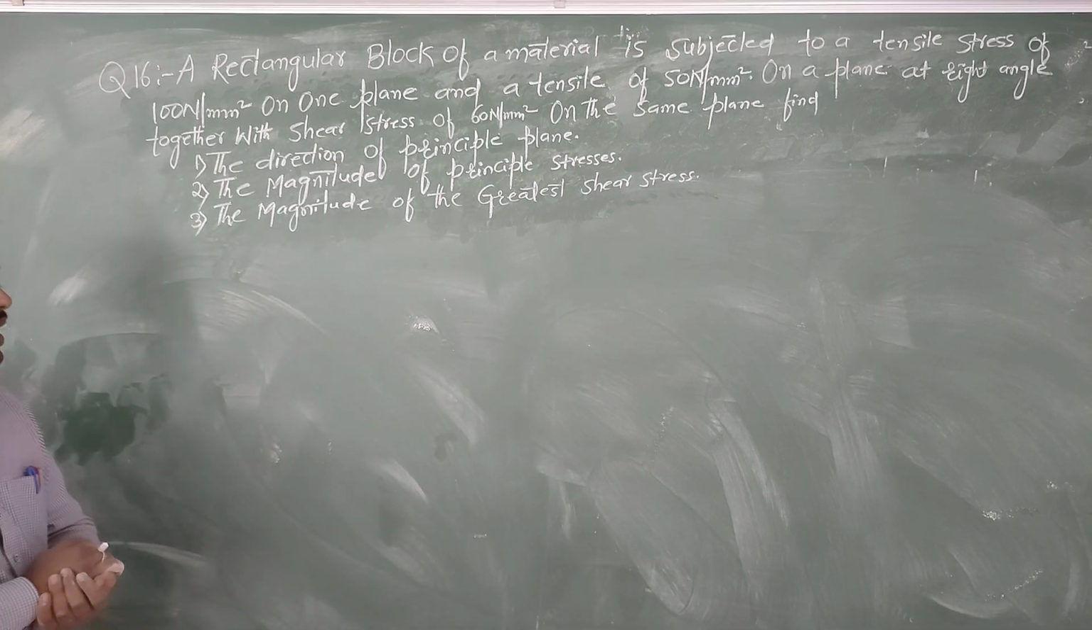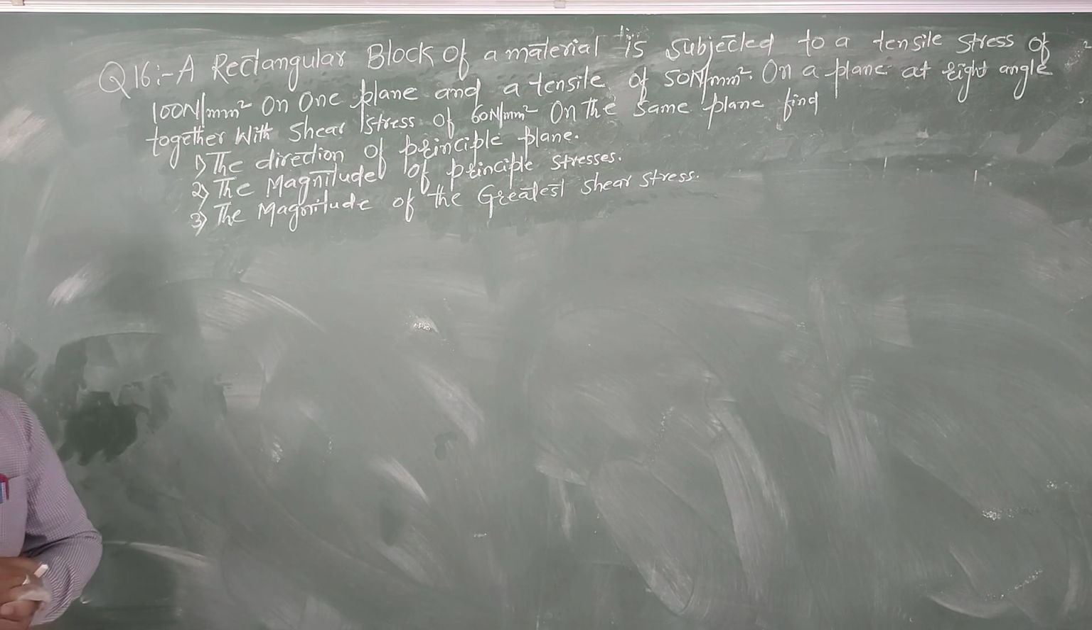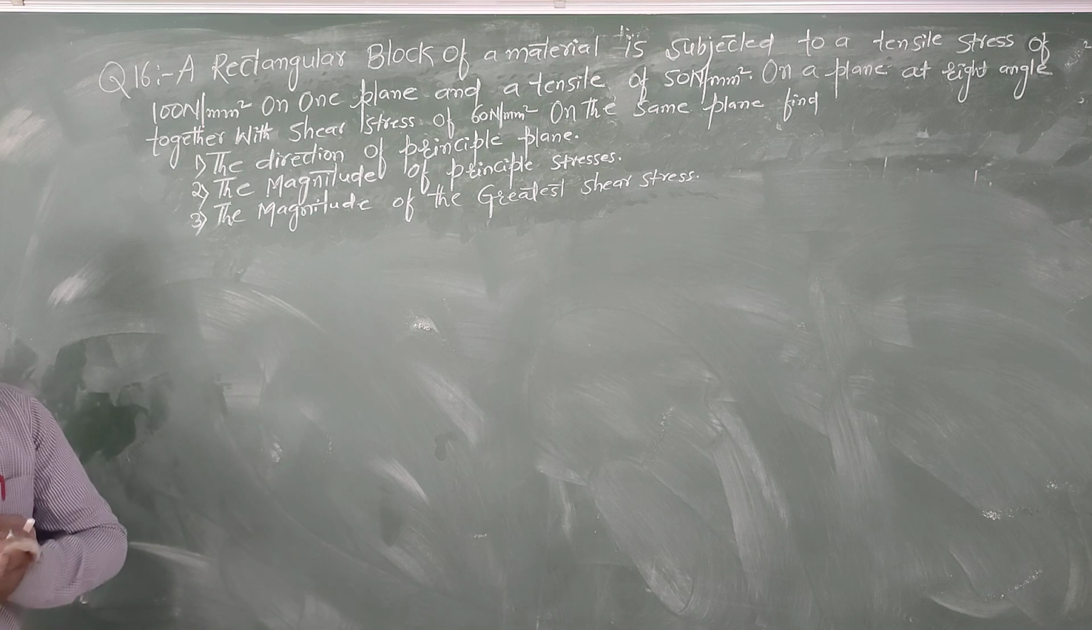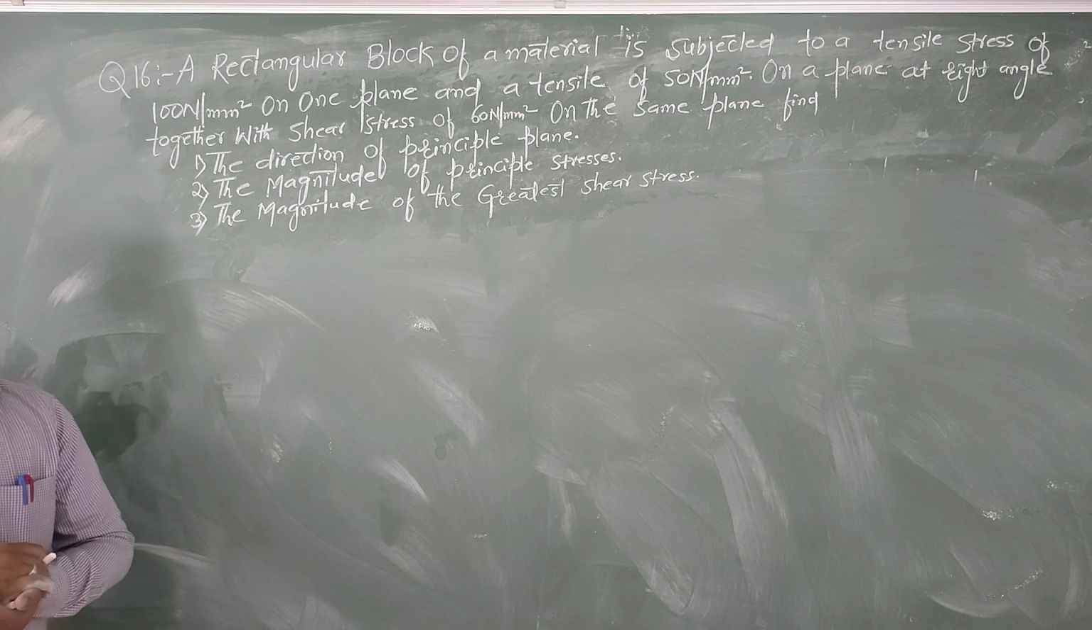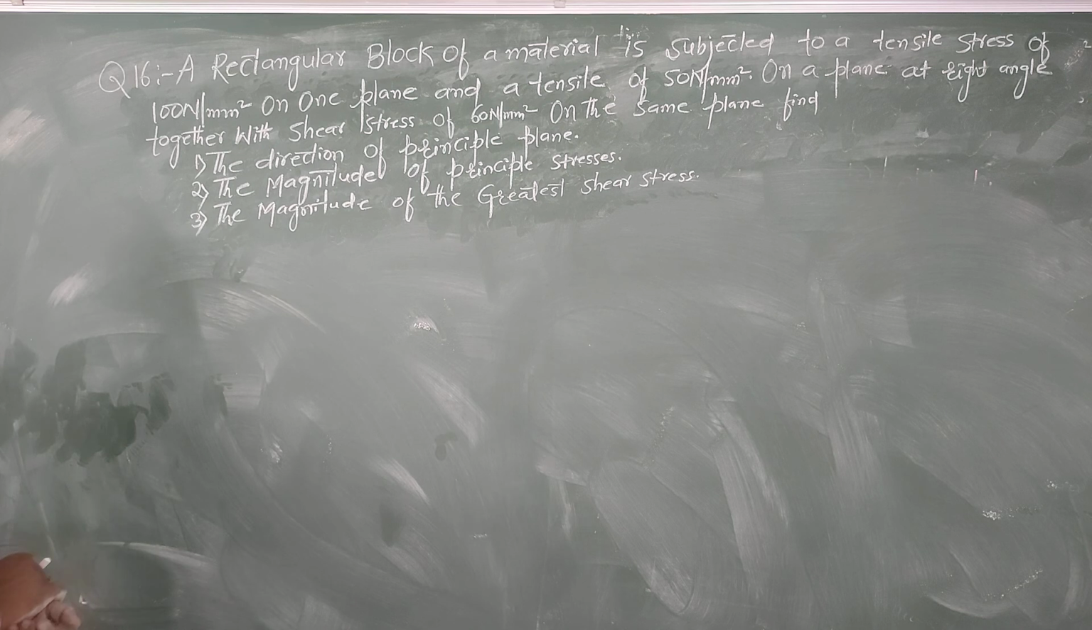The first condition is the direction of the principal plane, in which we need to find the value of theta. The second case is the magnitude of the principal stress, which means we need to find the major principal stress as well as the minimum principal stress. And the third condition is the magnitude of the greatest shear stress, in which we need to find the value of tau max. Let us see.